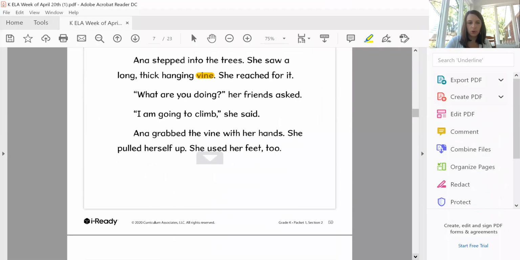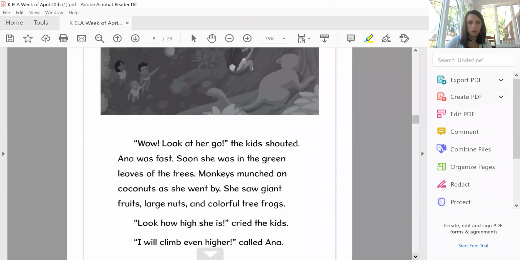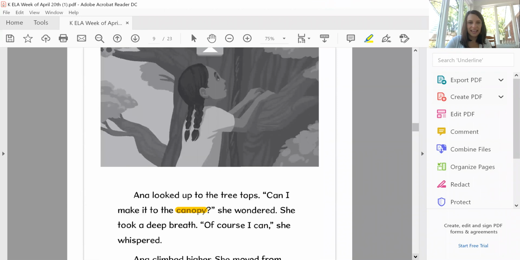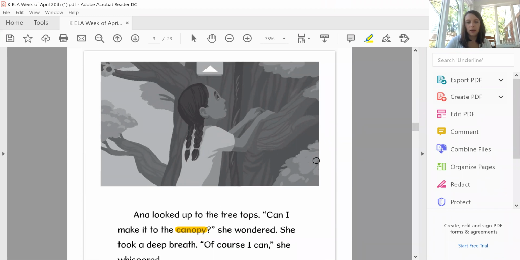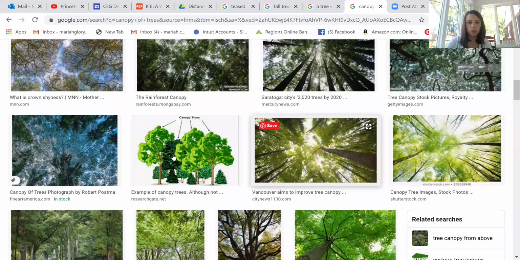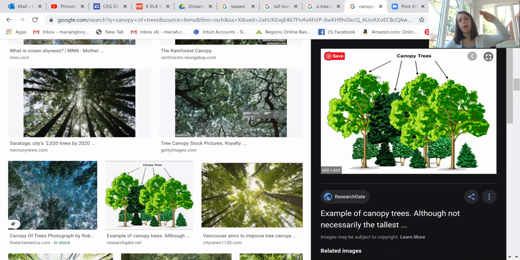And then one more word I want to show you, one more vocab word we're going to look at today is this word, canopy. All right, so the word canopy. So this girl, Anna, she looks up and she's like, I'm going to try to go up to the canopy. So canopy describes part of where the trees are. So in the jungle, there might be different layers of trees. And the canopy is going to be that very top part of the trees.